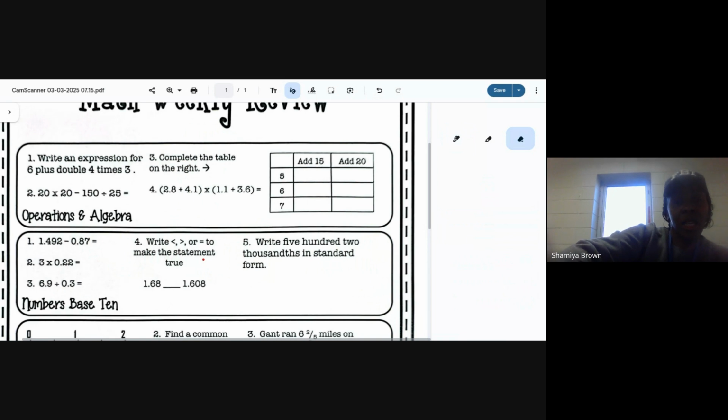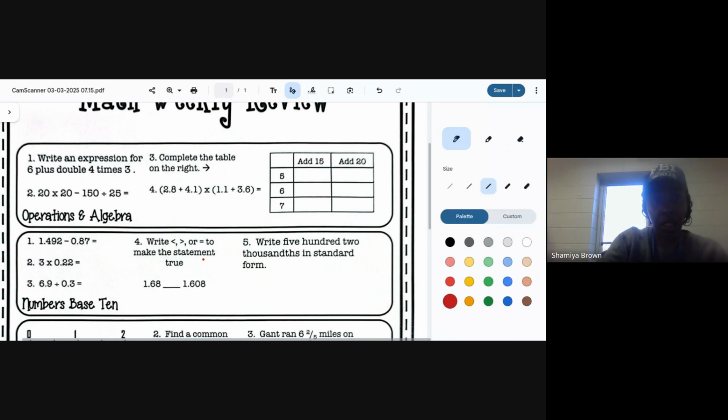The next one says write less than, greater than, or equal to make this statement true. So this is my number. I have 1 and 6800ths, and I have 1 and 608 thousandths. So if I look at my 1 and my 1, they're both in the ones place. So they're equal. So I'll go to my tenths place. I have a 6 here and a 6 here. So they're still equal at that point. So now I go to my hundredths place. I have an 8 here and a 0 here. So I know that the 8 is bigger than 0. So this number is the biggest.